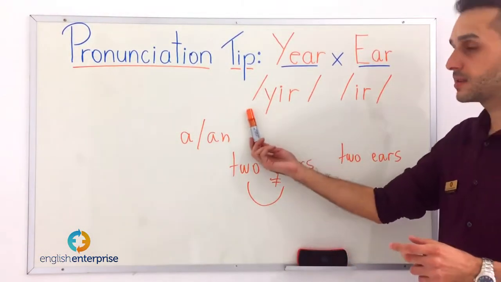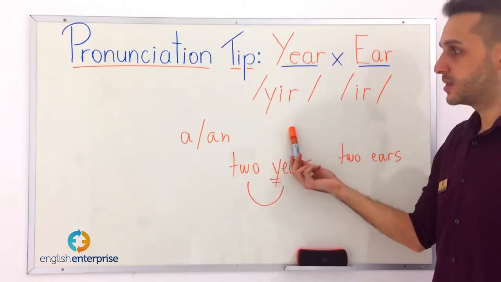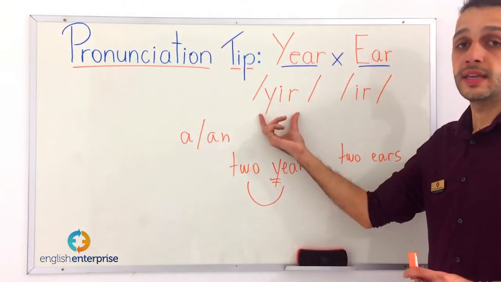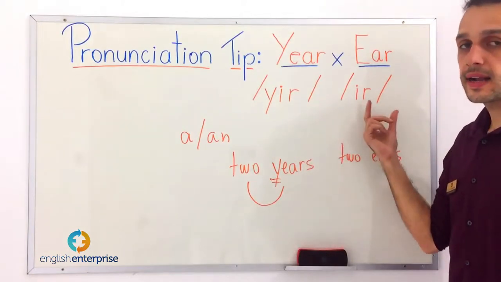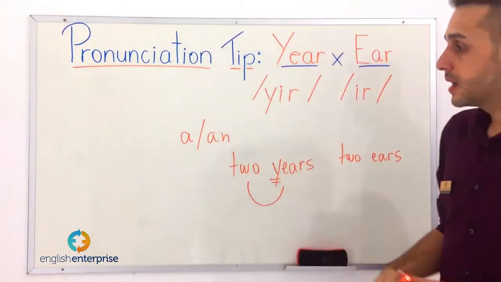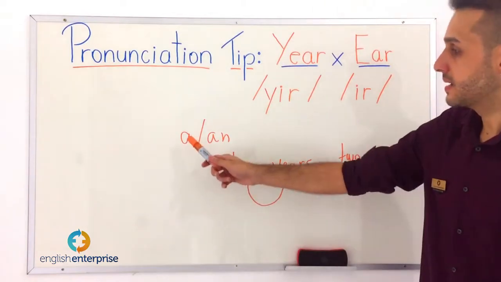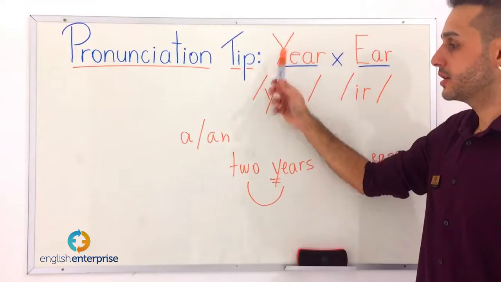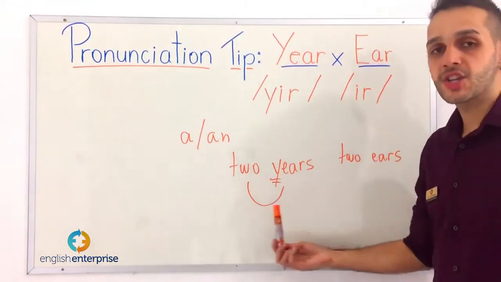The first one regards the phonetic symbol. This is a little longer, as you can see, because it has an extra letter here. So repeat after me. Year, year. Ear, ear. The second one regards singular. When we're talking about singular nouns, we can tell the difference by using a or an. I say a year and an ear. A year and an ear.